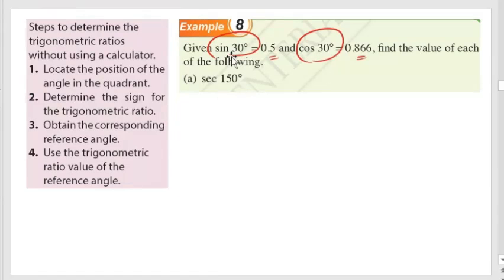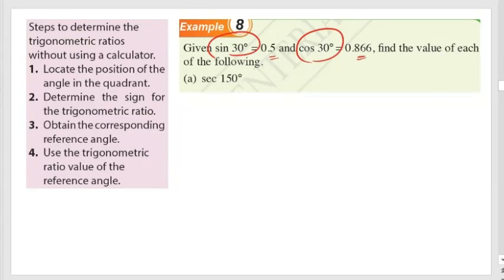For the first one, do we need to draw a right angle triangle? Because in the previous question I asked you to draw the triangle first, right? But for this question, do we need to draw the triangle? What is the purpose for us to draw the triangle before? Because it was in fractional form and it gave you only one value, either sin or cos. So we needed the right angle triangle to find the other values, for example cos and tangent. But for this one, it gives you the sin and it gives you the cos.